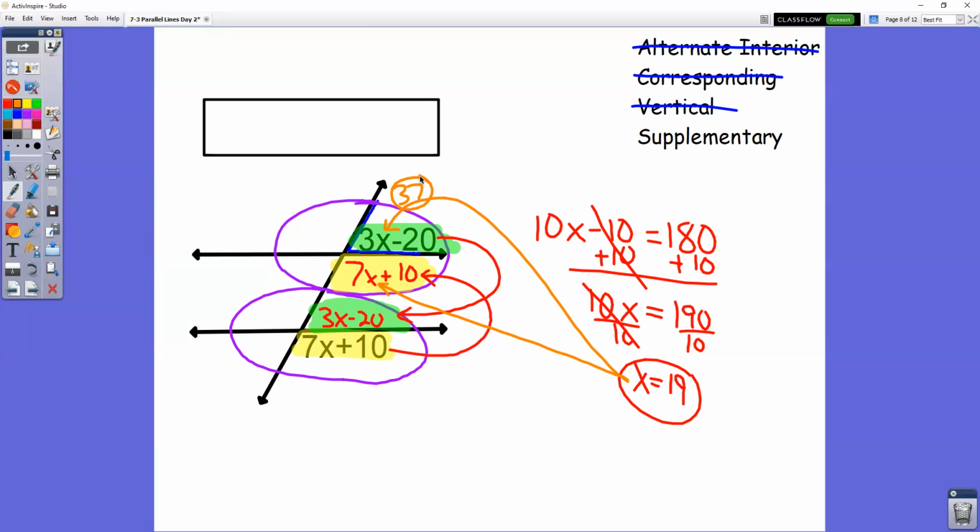Subbing it into the 7x plus 10, 7 times, sorry, 7 times 19 plus 10 is 143. So our two angles are 37 and 143. Always make sure that your answer makes sense. 37 plus 143 does give you 180. So again, be very, very careful on this one. These ended up being supplementary angles once we moved the angle.